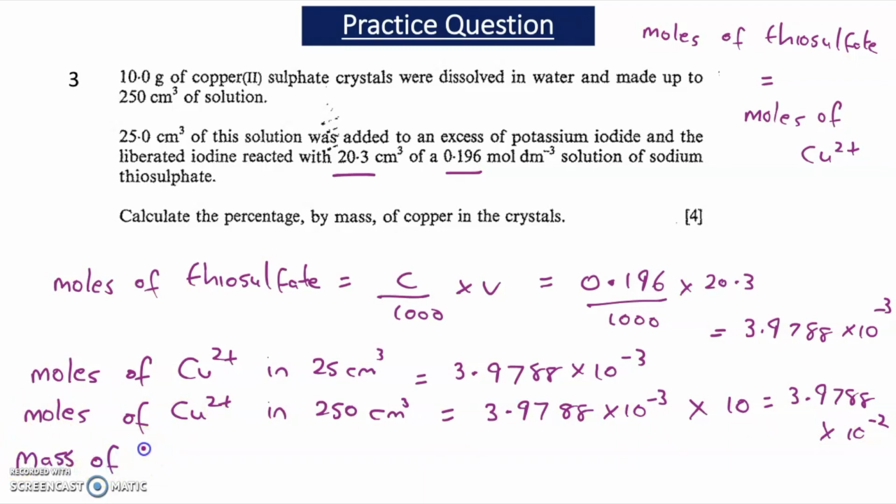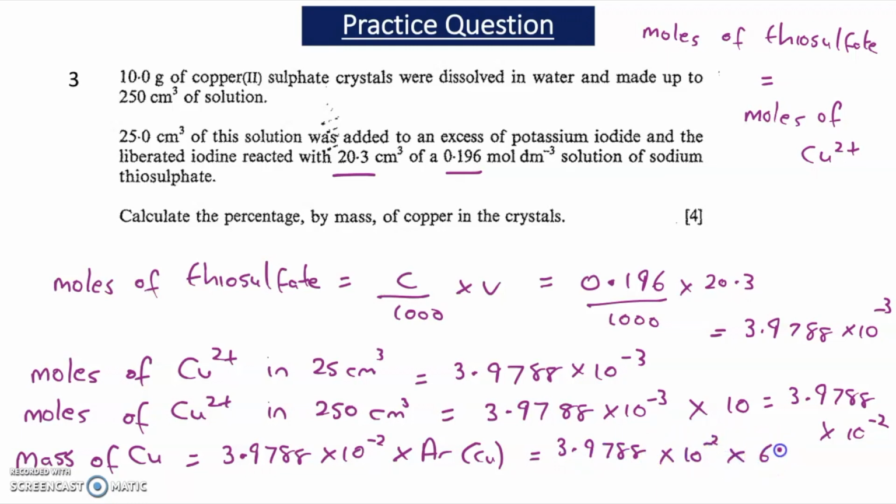Now, if I'm going to work out the percentage by mass, I need to work out the mass of copper in 250 centimeters cubed. So this will simply be 3.9788 times 10 to the minus 2 times by the Ar value for copper, which you remember is 63.5. So if I do 3.9788 times 10 to the minus 2 times 63.5, I will get a value for the mass of copper present in my 250 centimeters cubed flask. And this will come out to be 2.53 grams.